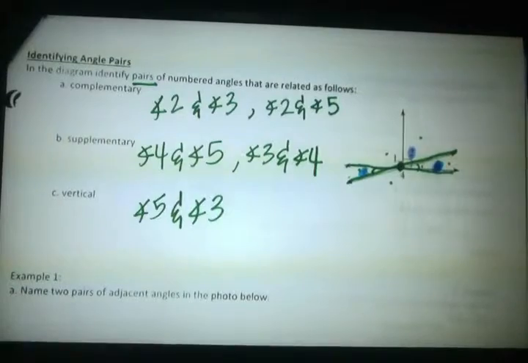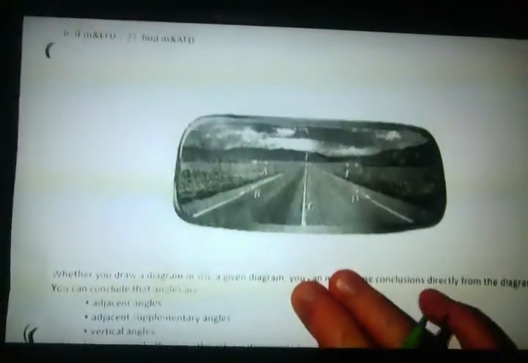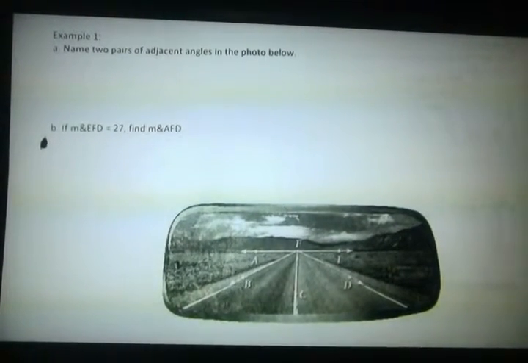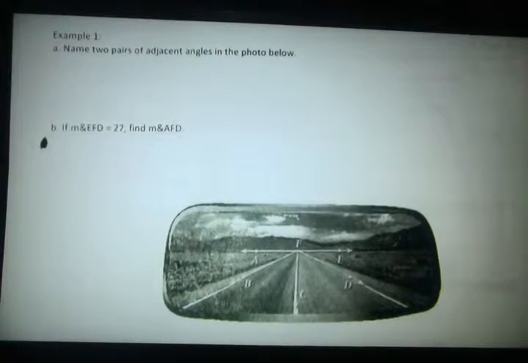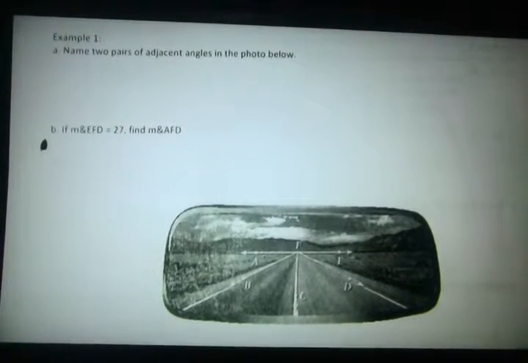Alright, so let's look at this other example one. We have a picture of a road going off into a mountain with some clouds. Okay, so example one: Name two pairs of adjacent angles in the photo below. Two pairs, so that means I need two sets of two angles.